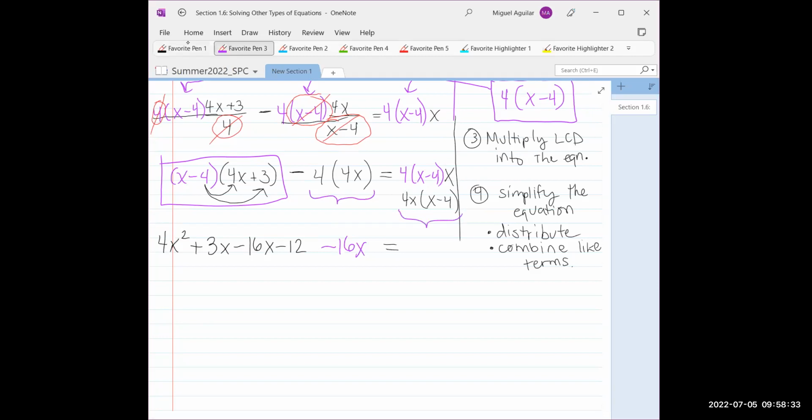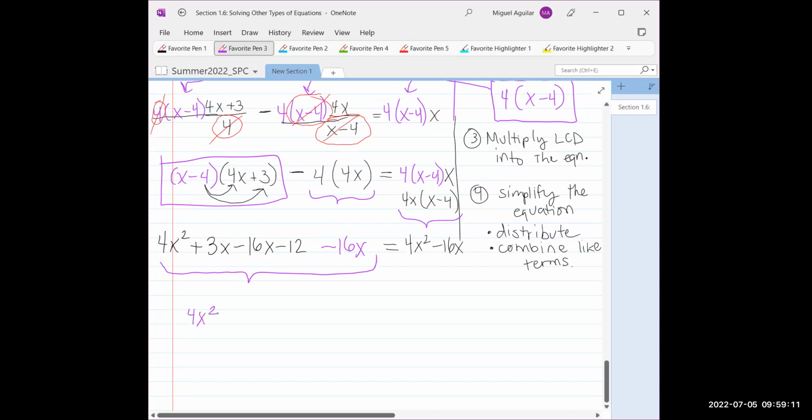So if we distribute that out, what's 4x times x? 4x squared. And then what is 4x times -4? -16x. Good. Okay. Still looks really messy. All we did here was distribute some things out. Let's combine like terms if possible. So for the left-hand side of the equation, do we have any like terms that we can combine?